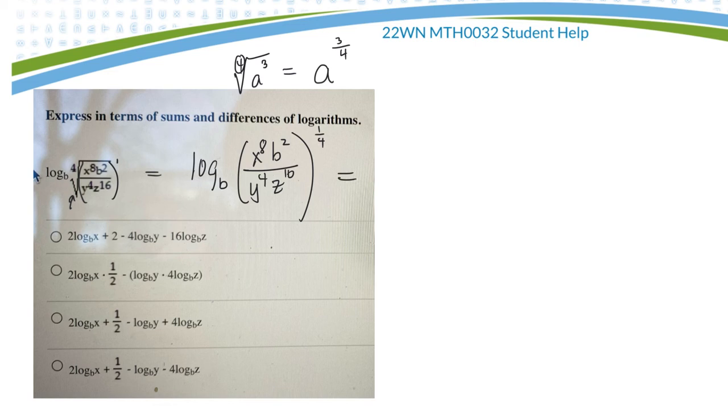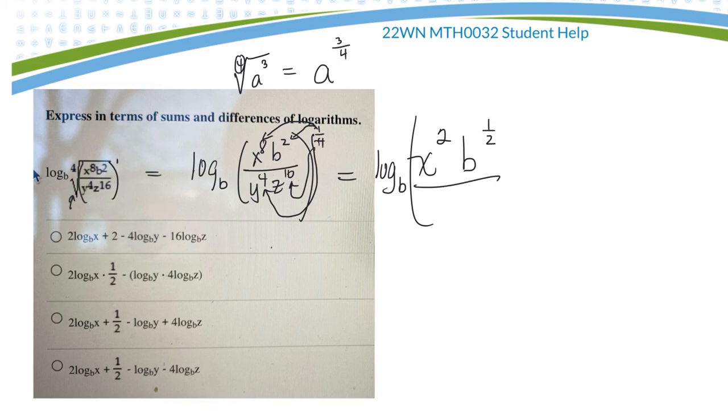Okay, so now this 1/4 I can multiply it by each of the exponents that are in the expression there. So x to the 8th, 8 times a quarter would just be 2. Oh, I forgot my log in front. Log base b. X squared, okay, b squared to the 1/4 would be 1/2 over y to the 4th to the 1/4 would just be y. And then z to the 16th to the quarter, so 16 times a quarter would just be 4.